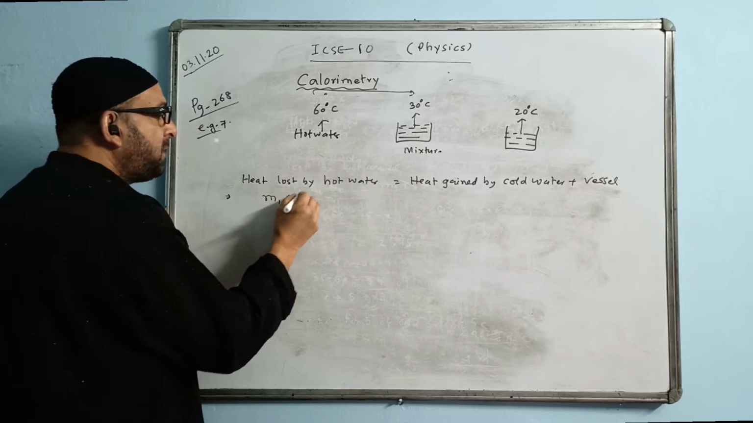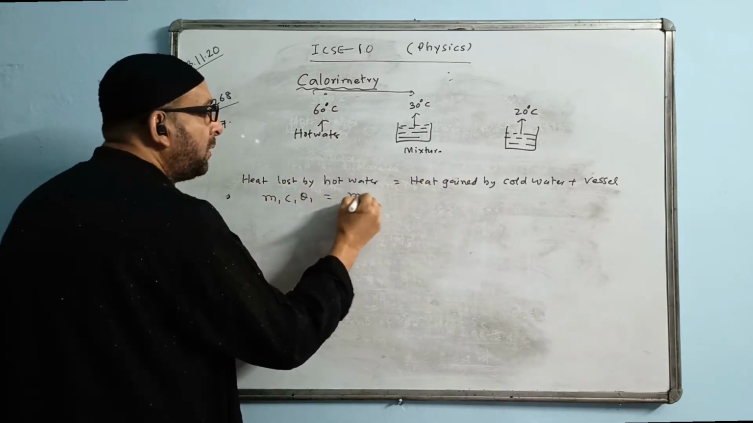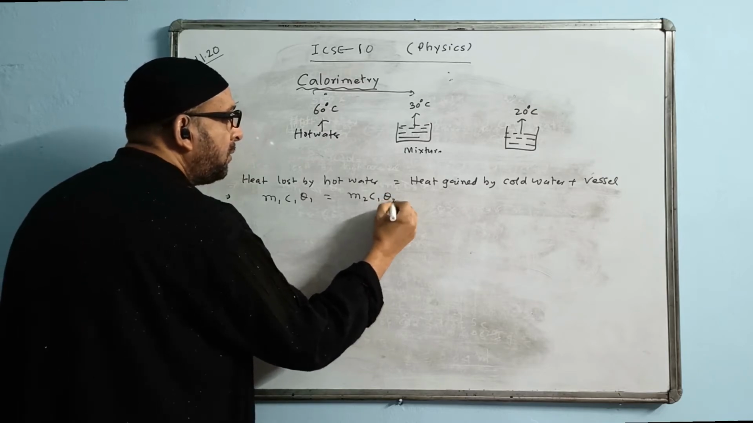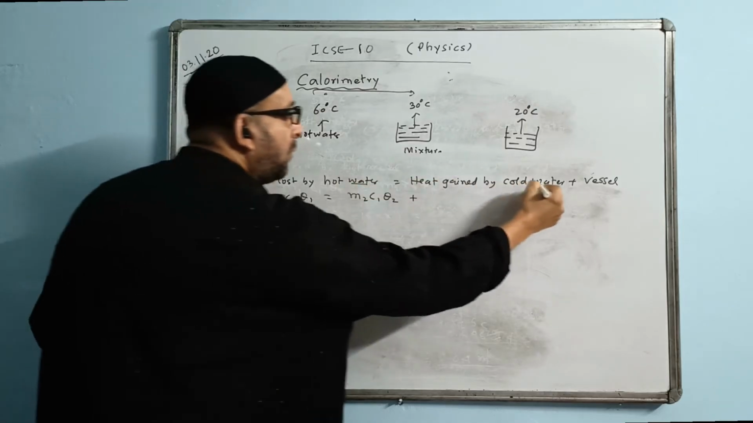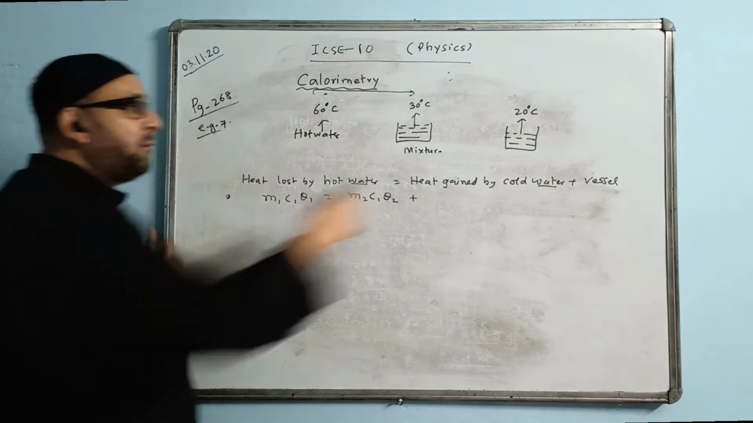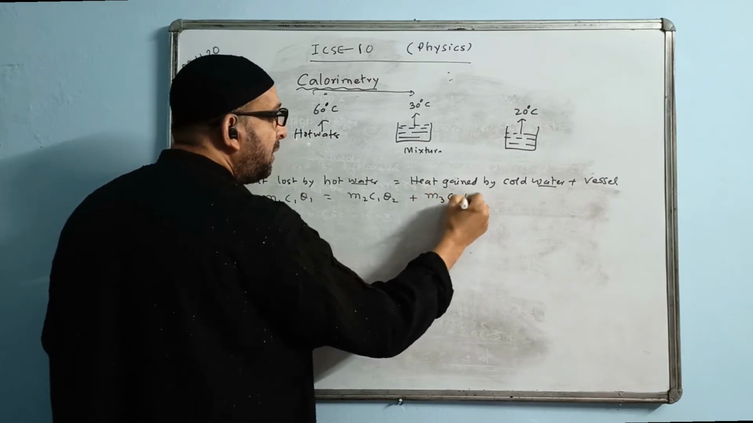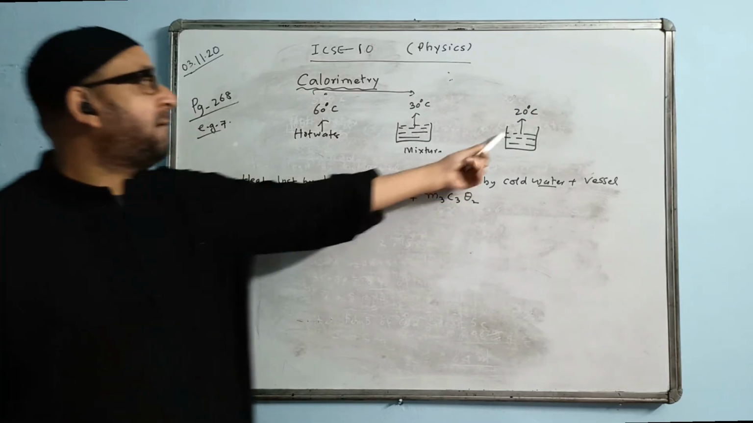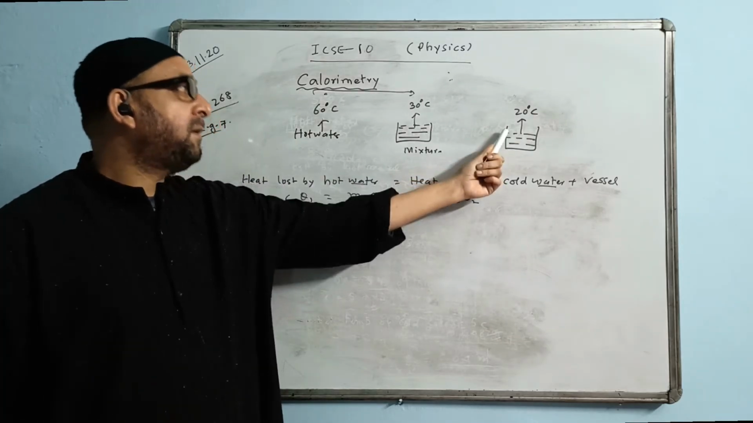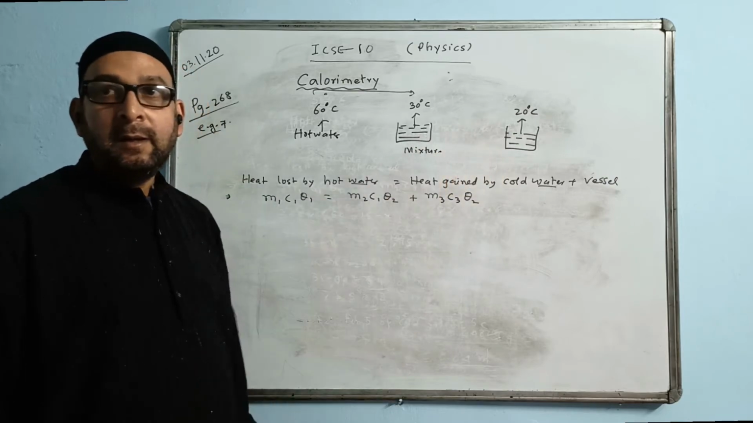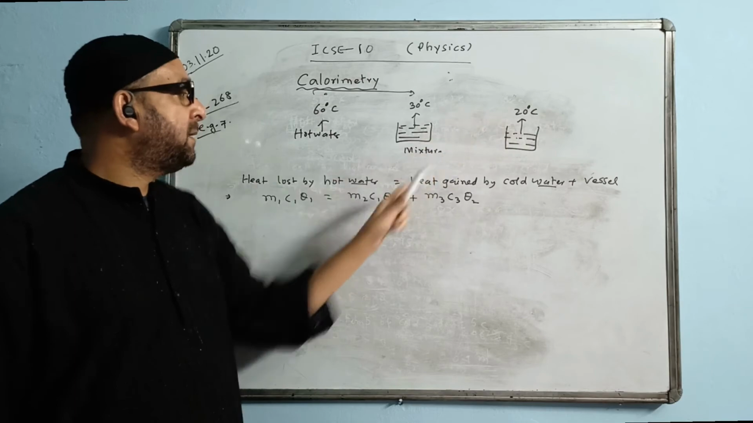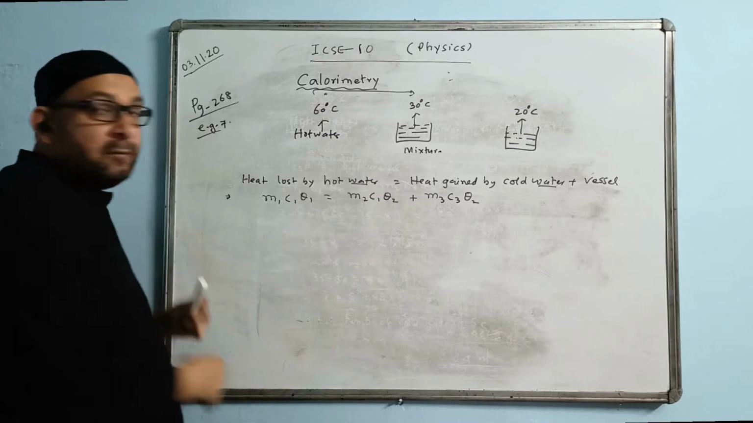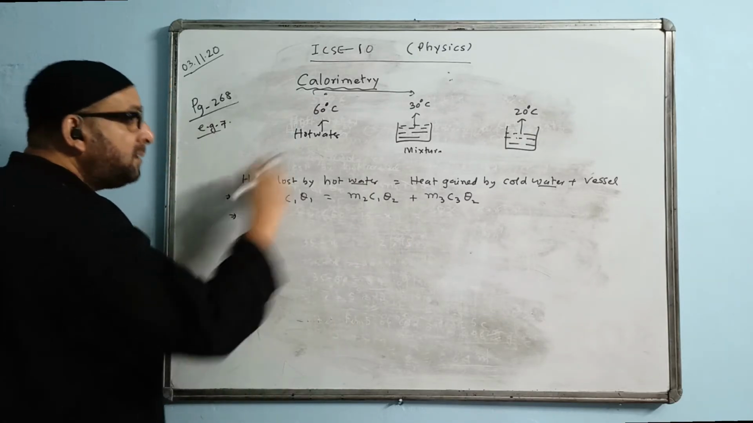Here I write the equation: m1 c1 theta 1 for the hot water, and for the cold water m2 c1 theta 2. Why c1? Because this is water, this is also water, same thing. Plus for the vessel I write m3 c3 theta 2 only, because whatever happens to this water, the same thing happens to the vessel. The temperature difference for this water and the vessel will be the same. Now we cannot cancel c1 out because there is a plus sign, so we have to put in the values and solve it.